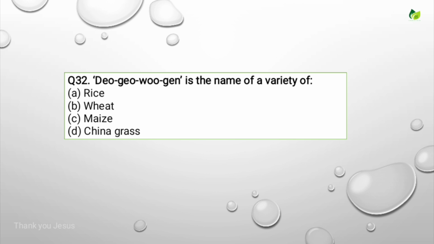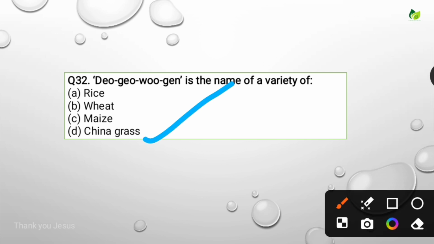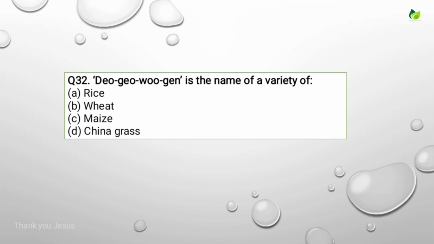Diogeogen is the name of a variety of. Options are rice, wheat, maize, China grass. For this, the correct answer is China grass, which is a variety of China grass. Let's see the next question.